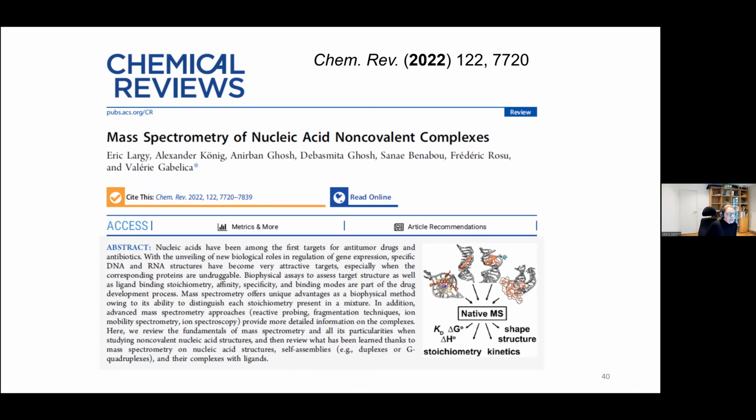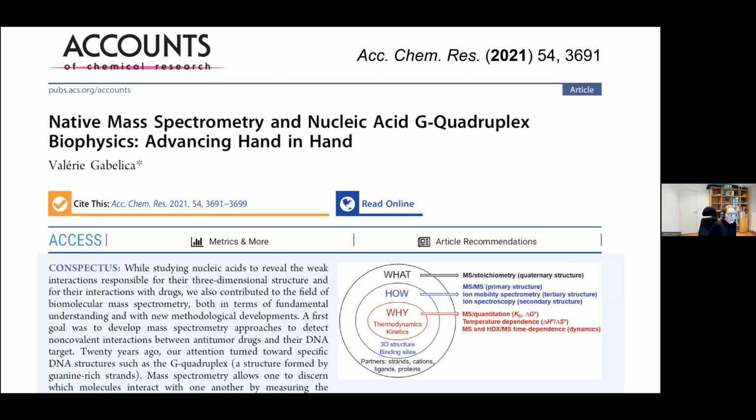A couple of references for mass spec of nucleic acids. On the one hand, a comprehensive review that appeared in Chemical Reviews last year. Everything you want to know about mass spectrometry of nucleic acid complexes. There are lots of G-quadruplexes in there, of course. And a more personal perspective, which is much shorter, published in Accounts of Chemical Research.